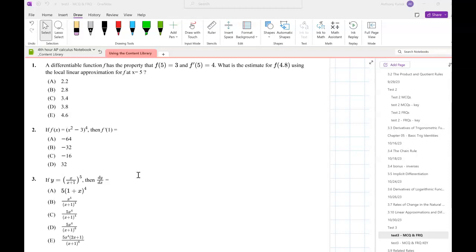For 2, Christian did this by hand, which is fine. He did it as a chain rule problem. So he did the derivative of the outside. The outer part was x to the 4th, so we have 4 times the inside to the 3rd. And then he has times the derivative of the inside, which is just 2x. Then he plugged 1 in for the x's and simplified down to get negative 64, which is correct.